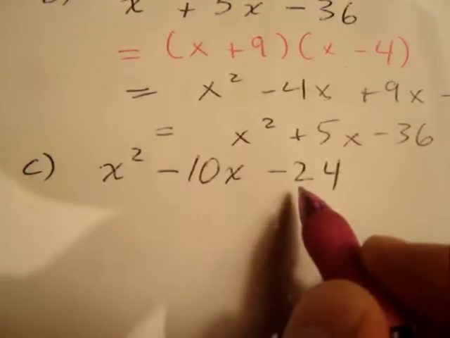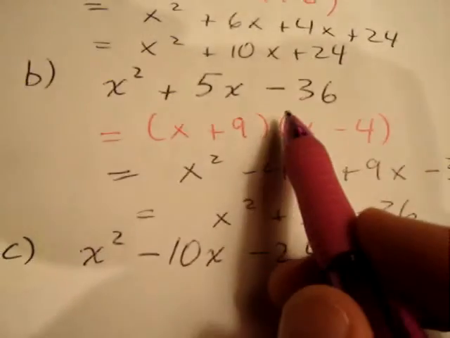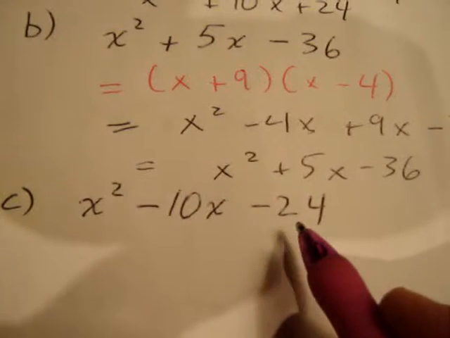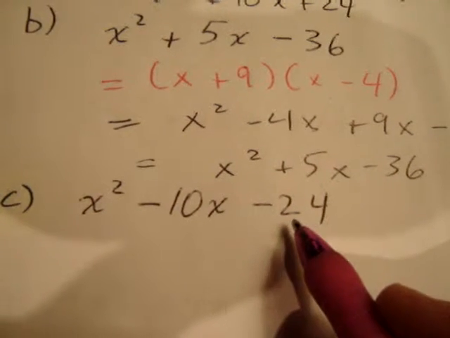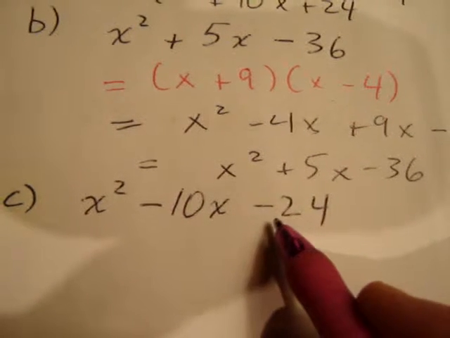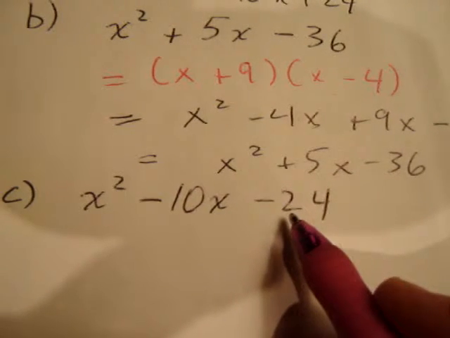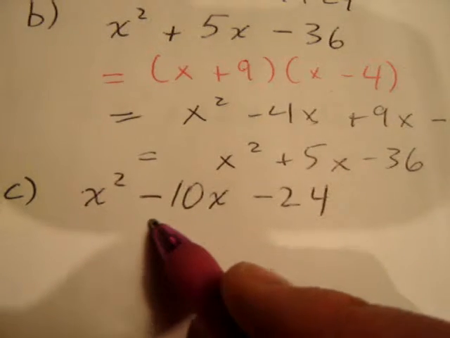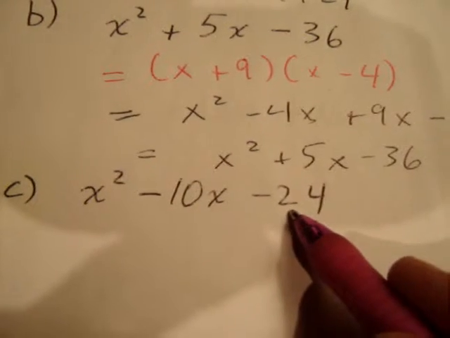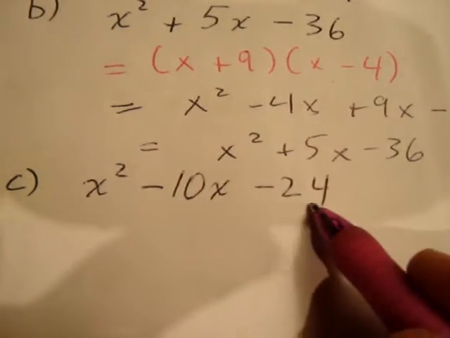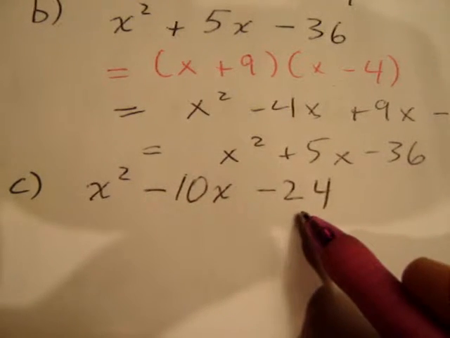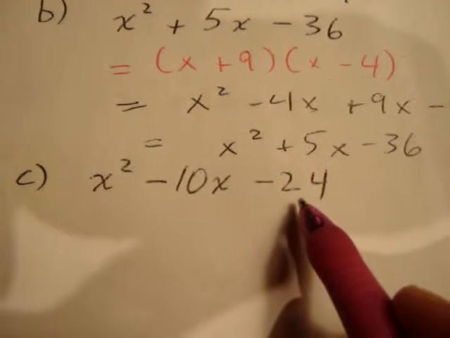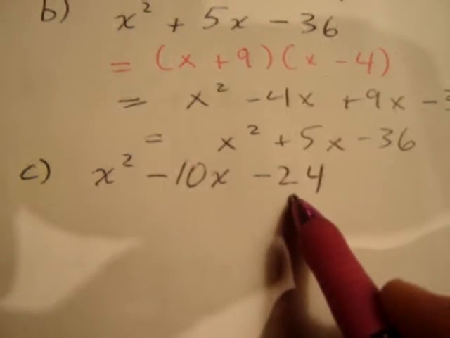X squared minus 10x minus 24. Well, like the last question, we know that we have to have a positive and a negative number. What two numbers multiply to 24? Well, we could certainly try 6 and 4, but if we make 6 positive and 4 negative, we won't get a sum of negative 10, and if we make 6 negative and 4 positive, we won't get a sum of negative 10. So we have to try two numbers other than 6 and 4. So we can try 3 and 8, but those don't work. So we're getting to see here that there's a real trial and error aspect to this.